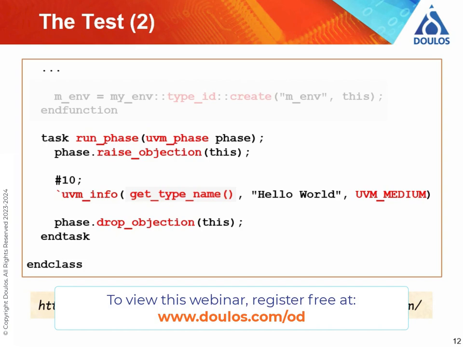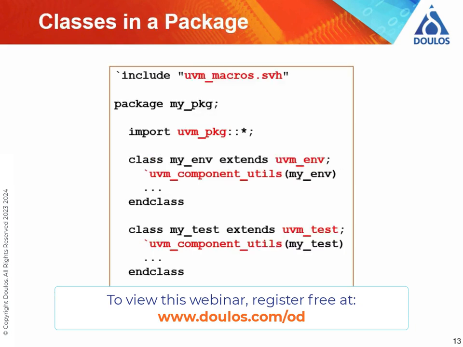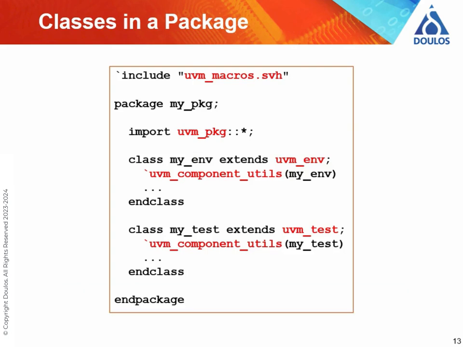So we've seen the two classes that make up the class-based part of our test bench. The best place to put class declarations in SystemVerilog is in packages to promote reuse. So let's do that. Here are our two classes declared inside a package called myPackage. Now our classes are derived from UVM base classes, UVM-env and UVM-test. This package won't compile unless the declarations of those classes are in scope.